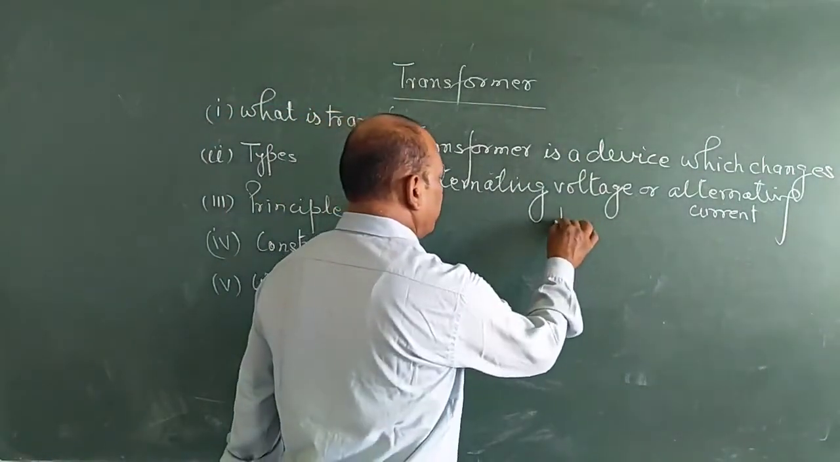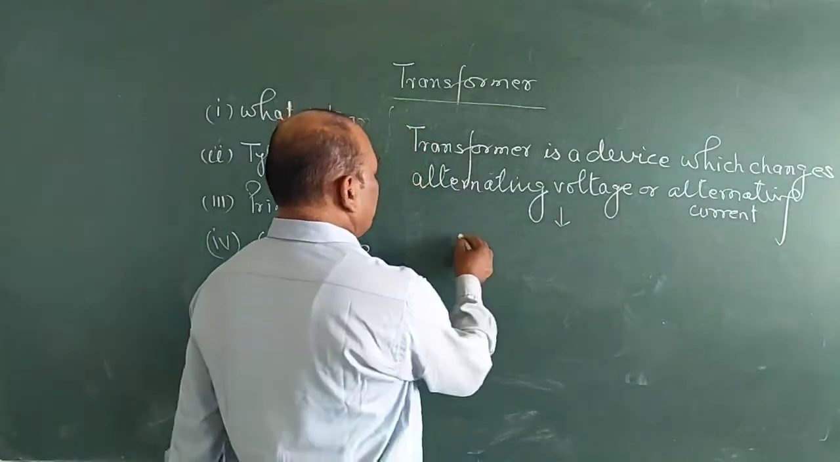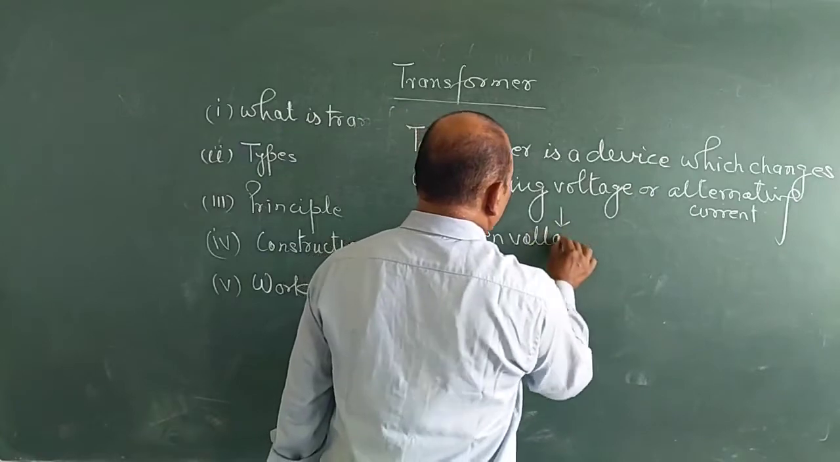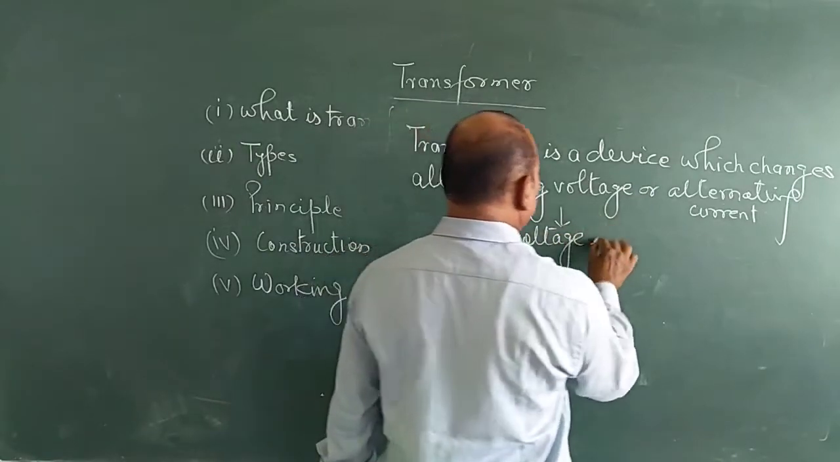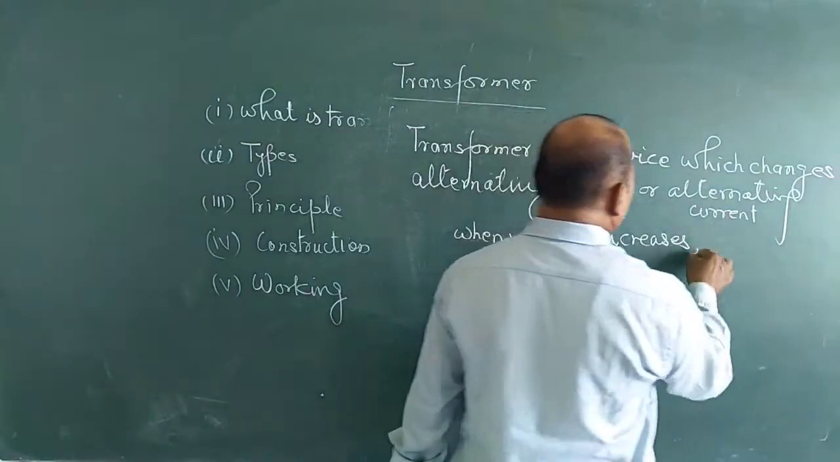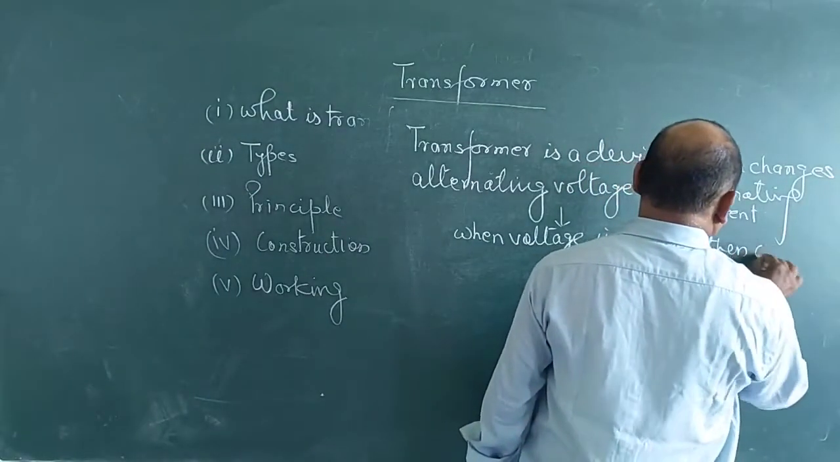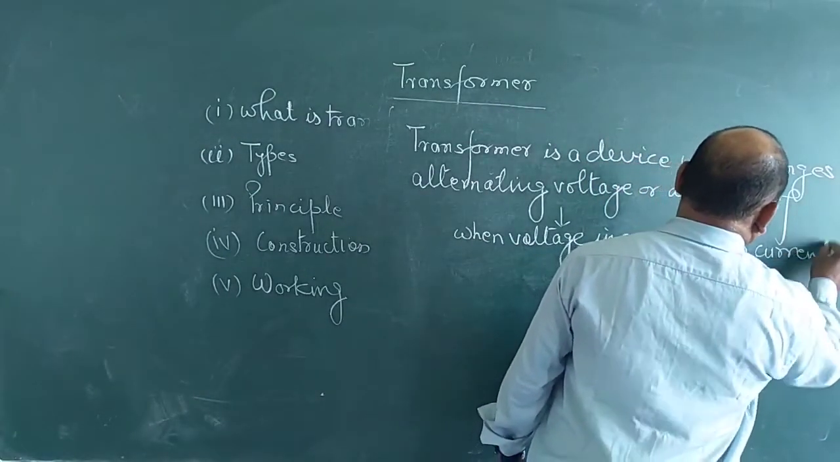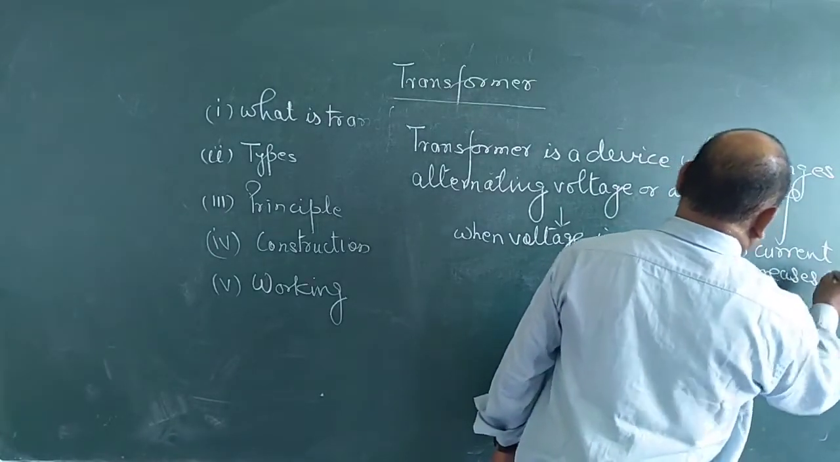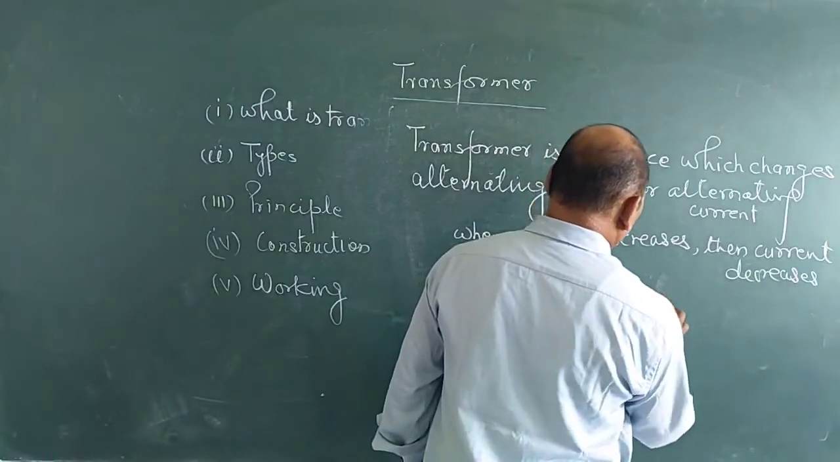Now the second point is here. When voltage increases, then current decreases, or vice versa.